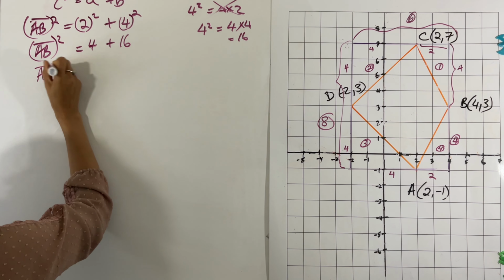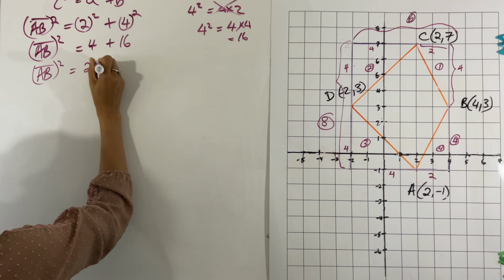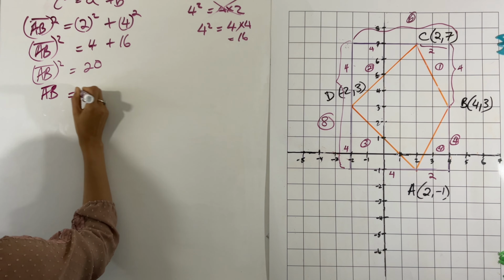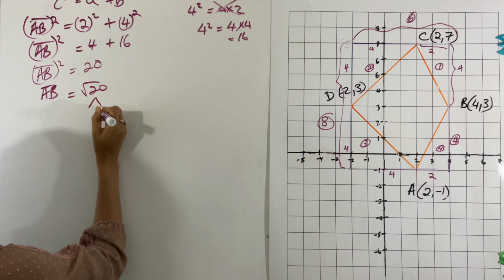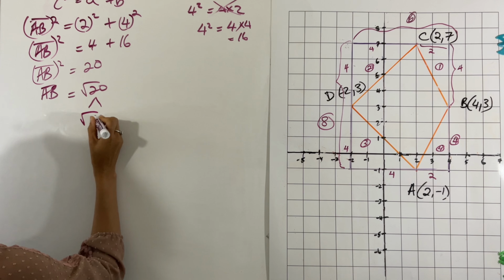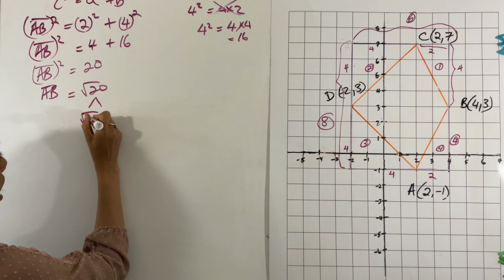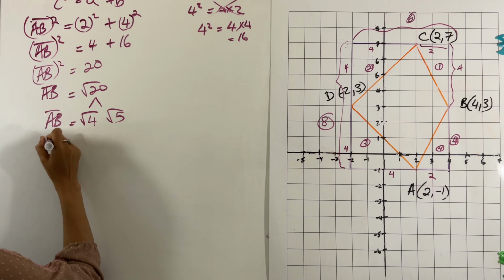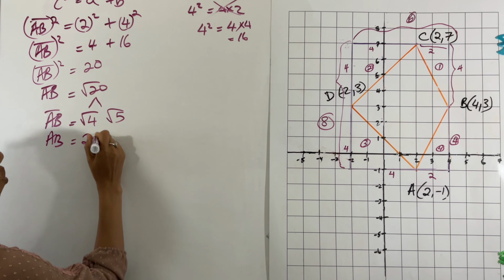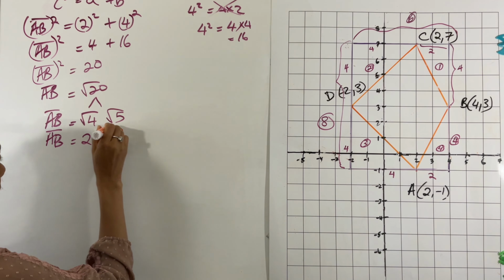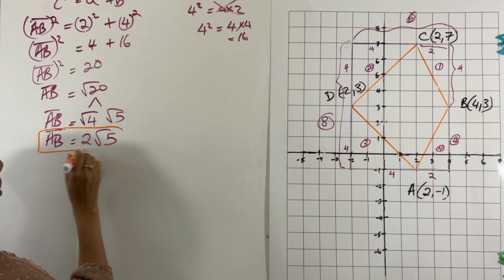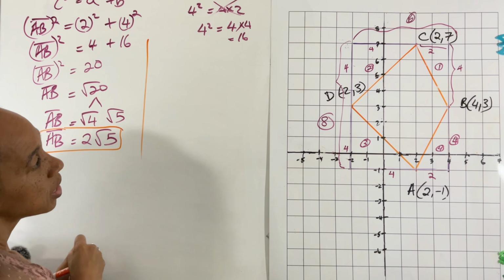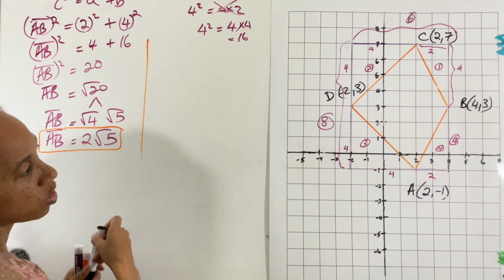Segment AB to the second power is going to be 20, and segment AB is going to be the square root of 20. You can further break down the square root of 20 into simply the square root of 4, which is the perfect square, and the square root of 5. Segment AB now is going to be 2 radical 5. We are not done. I'm just going to box this for now. We have to find what segment BC is going to be.